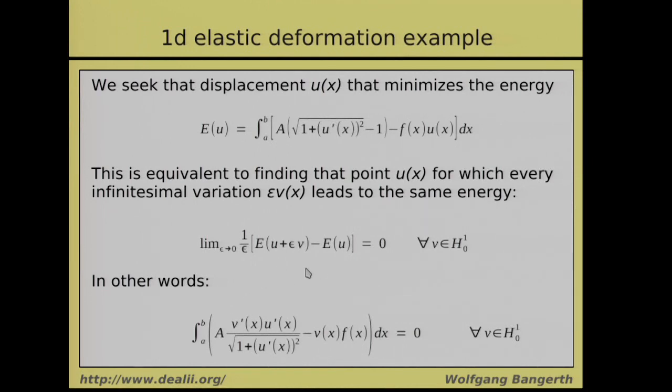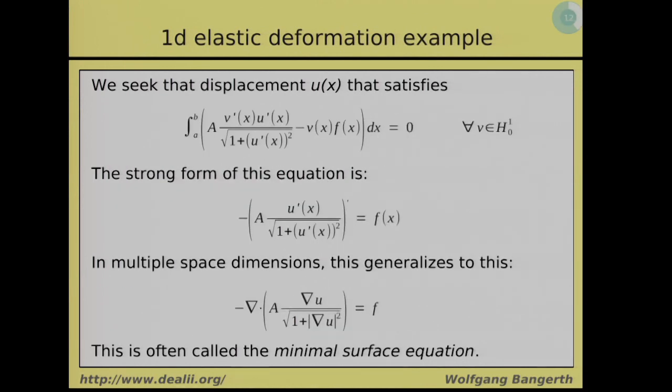So if I go through the motions, if I put the definition of e of u into this, multiply it out, and take the limit, ultimately what I achieve is that I need to satisfy the following statement, namely that the integral from a to b of a times v prime times u prime divided by the square root of 1 plus u prime squared, minus v times f, equals 0 for all functions v. And I can rephrase this in terms of an equation.